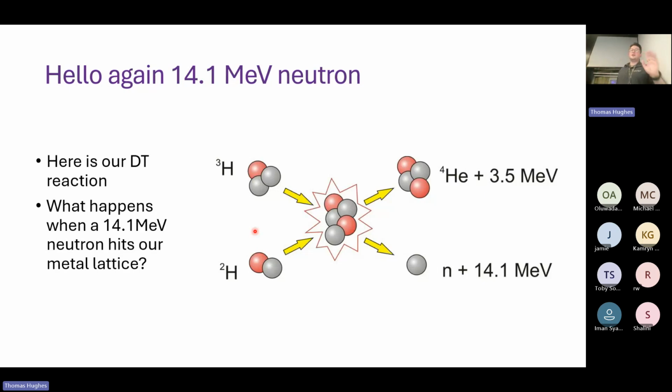So what happens when a 14.1 MeV neutron hits our metal lattice? Any ideas? What happens if this hits one of those ions? What do you think will happen as a result of that? Well, it's basically bang. A neutron will hit your metal lattice and send all the atoms scattering everywhere.